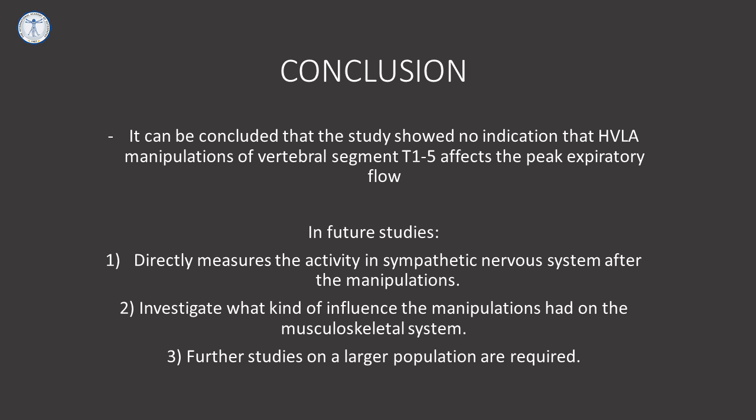It can be concluded that the study showed no indication that high velocity, low amplitude manipulation of vertebral segments T1-T5 affects the peak expiratory flow. In future studies, it would be relevant, if possible, to directly measure the activity in the sympathetic nervous system after the manipulation and not only indirectly via the peak expiratory flow. In future research, it will be relevant to investigate what kind of influence the manipulations had on the musculoskeletal system and examine how these possible changes affected the peak expiratory flow. Further studies on a larger population are required to have more reliable results regarding T1-T5 manipulations' ability to affect the peak expiratory flow.